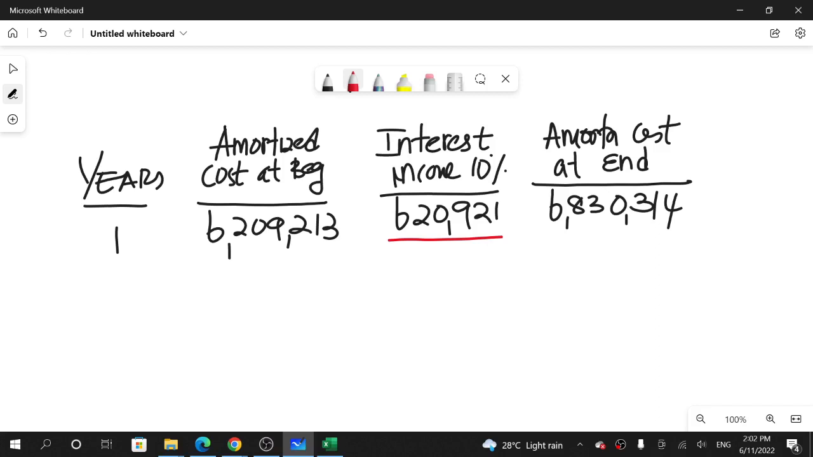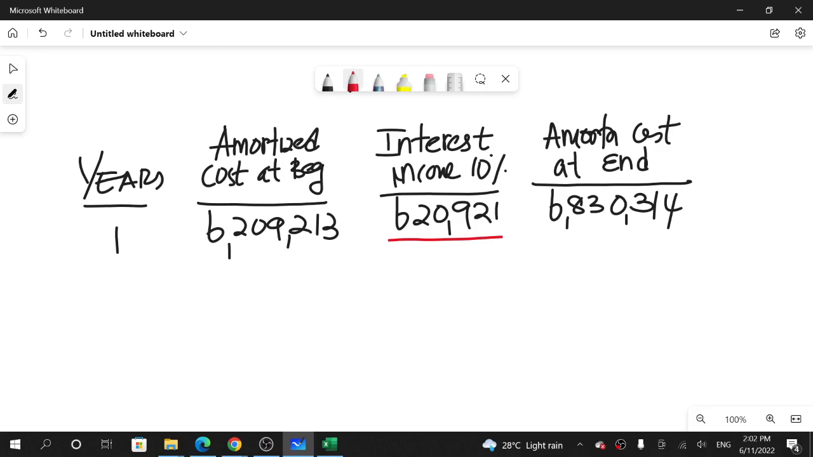How much it becomes 6,209,000. We recognize that as a financial asset. And balance 3 million we charge to the P&L as an expense, that is at the beginning of the period. Then we have this amortized cost at the beginning of the period, 6,209,230. So using 10% discounting factor, you unwind this and recognize 620,921 as interest income. Right?